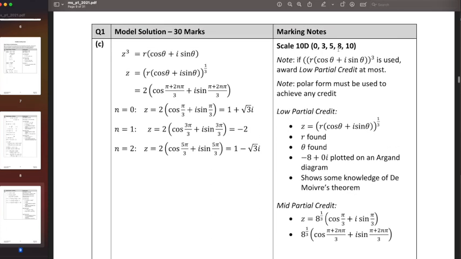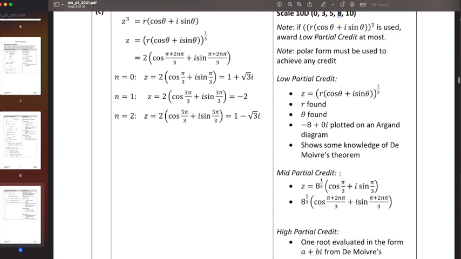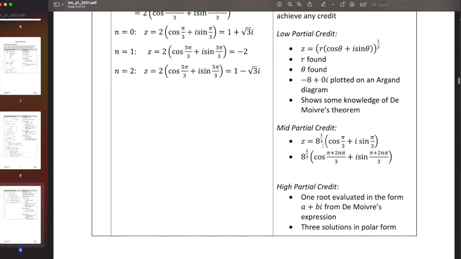And then here, the high partial credit is 8. And we get the high partial credit if we get one of the roots evaluated. So if we didn't put in this 2n pi piece here, or this 360 times n piece, then we would have just gotten the first answer, and that would still have given us the high partial credit.